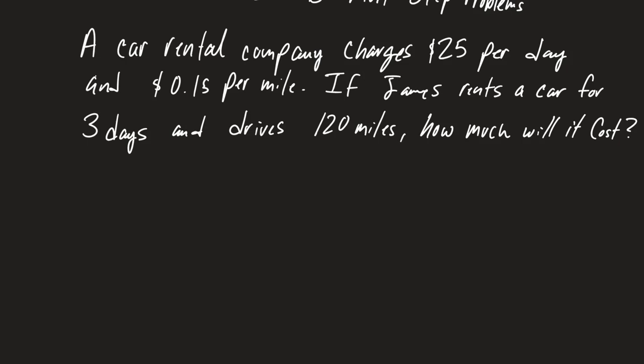All right, guys, so let's go ahead and look at 5.4b multi-step problems. In this one, we really have to read the word problem and really try to understand what it's telling us. So let's go ahead and look at it. It says a rental company charges $25 per day. So $25 times something is going to give me a total, okay?